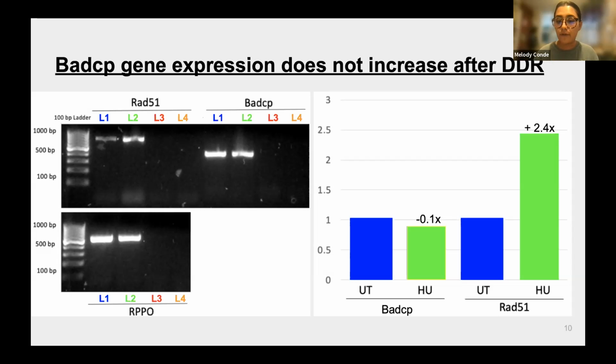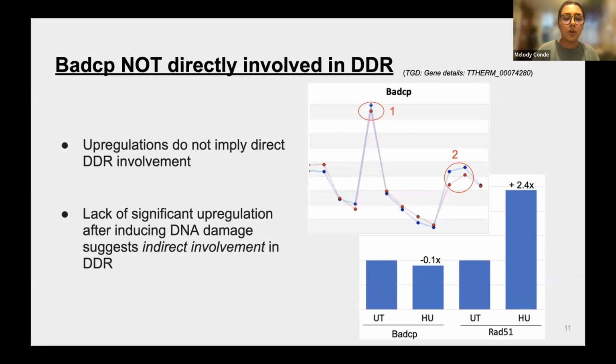If it was increased after inducing DNA damage, we should expect to see expression such as in RAD51 in the green bar, which shows a dramatic upregulation in gene expression. So with this being said, again, BAD-CP is not directly involved in the DNA damage response. Although you do see two upregulations in the gene expression map, this does not imply direct DNA damage response involvement. So this lack of significant upregulation moves us toward some type of indirect involvement after DNA damage has occurred.